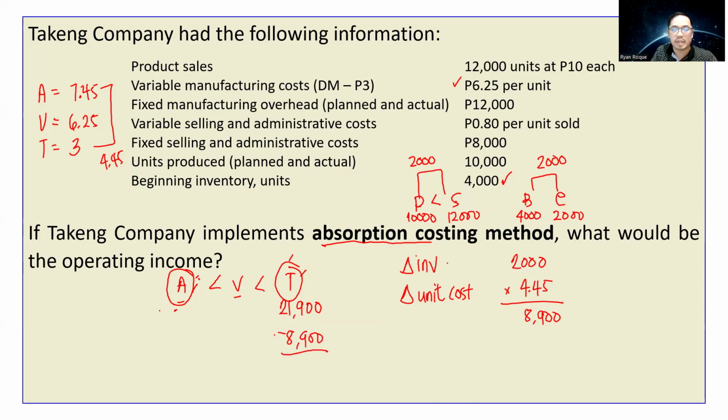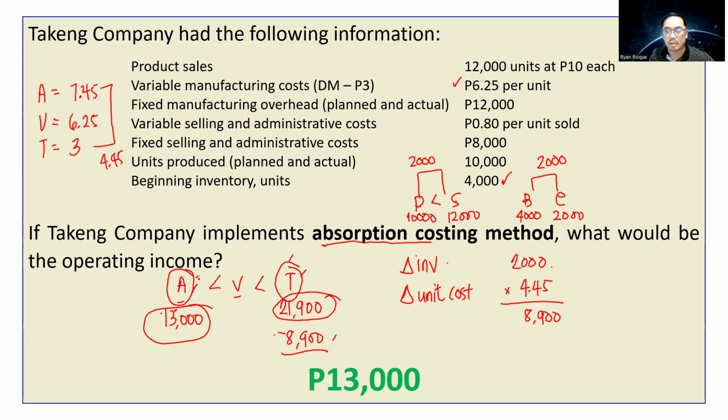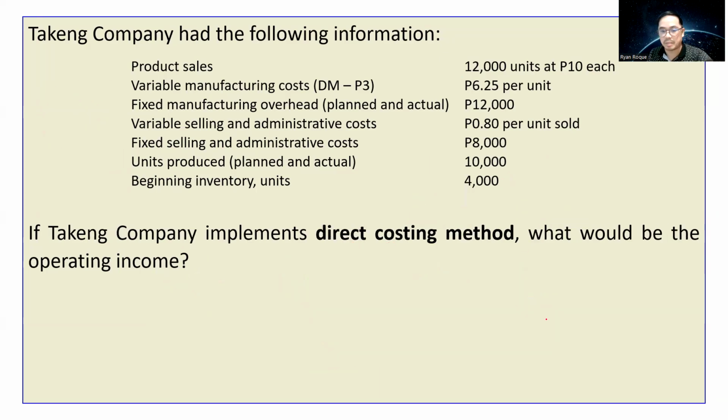So what we have here is the amount of your income under absorption, which is 13,000. Okay? So the difference between 13,000 and 21,900 is the 8,900, which is the product of your change in inventory times the difference in the unit cost. All right. So let's practice in the next problem.